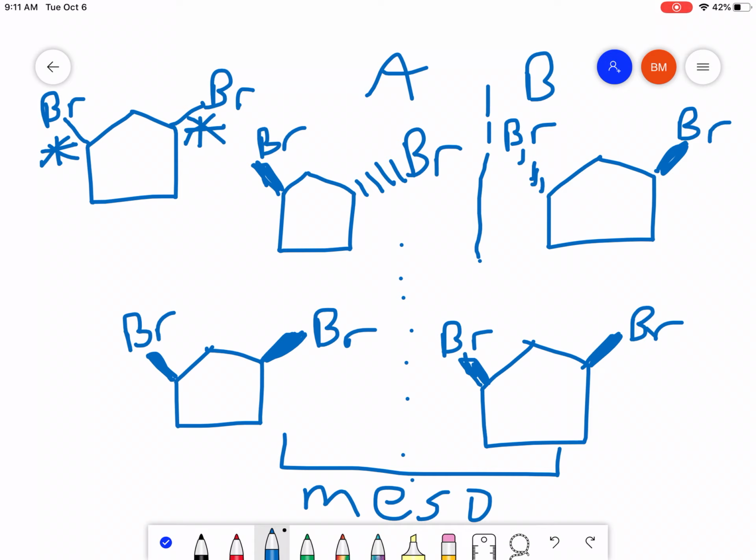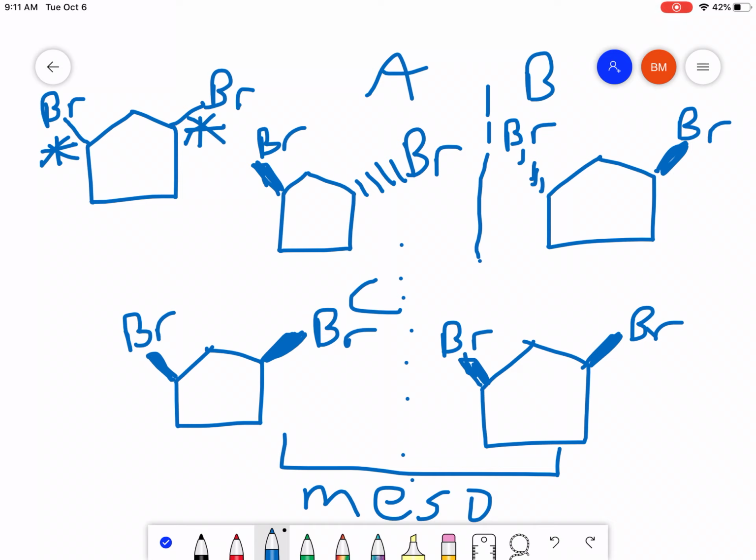So we wouldn't have an A, B, C, and D here. We would just have A, B, and C. We don't get 4 distinct stereoisomers, we get 3. A and B are enantiomers to each other, A and C are diastereomers to each other, B and C are diastereomers. There is no D.